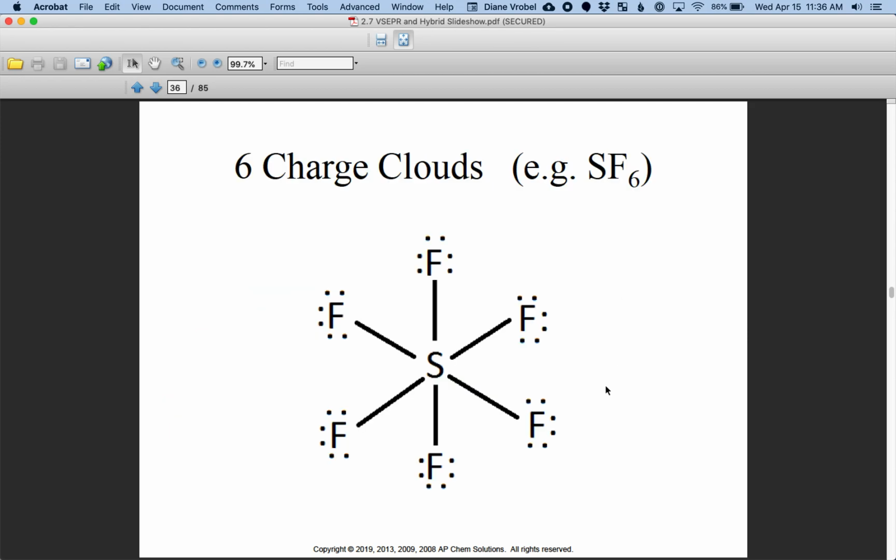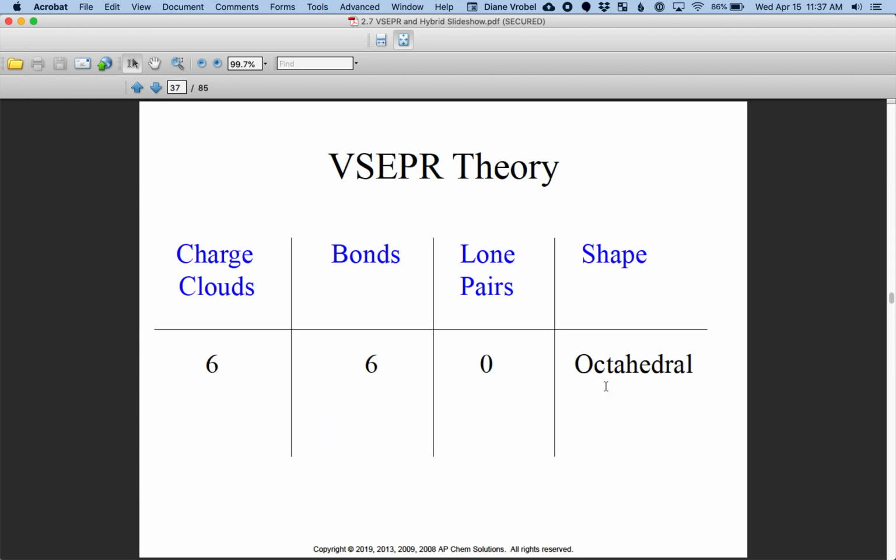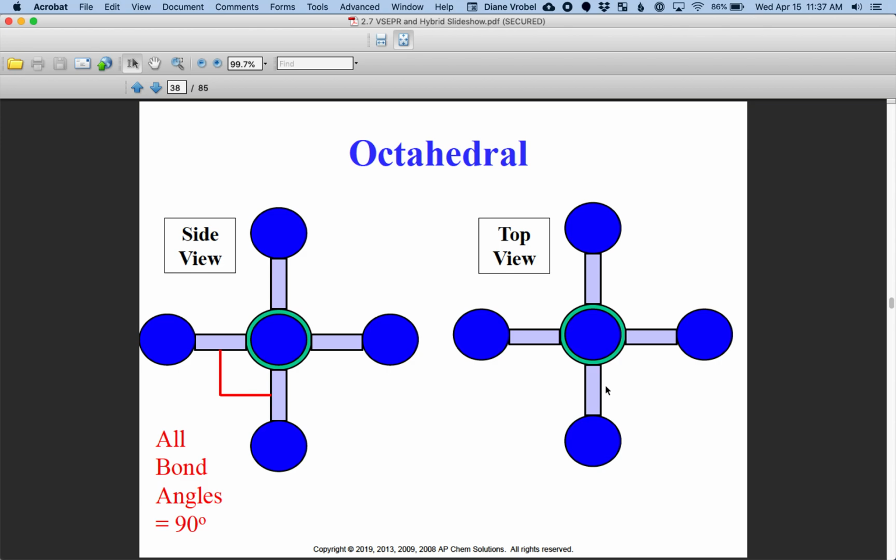Okay, here is once again sulfur, which can exceed its octet. Notice it has 6 charge clouds. So 6 charge clouds, no lone pairs. The shape is going to be octahedral. When you look at octahedral, thankfully it's 90 degrees either way. So side view and top view, it's 90 degrees. So the good news is you don't have to worry about 2 different bond angles. So with the 5 charge clouds, obviously you have 2 sets of bond angles that you're going to need to know.